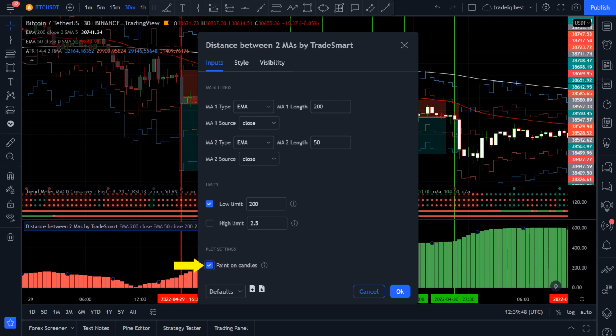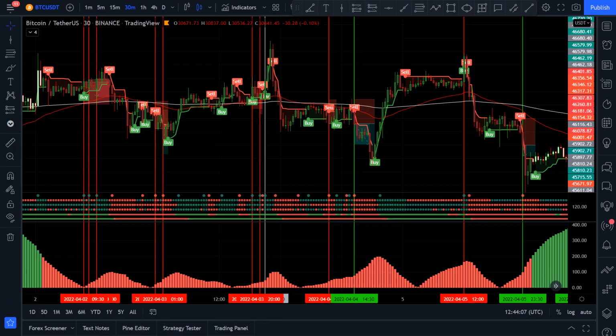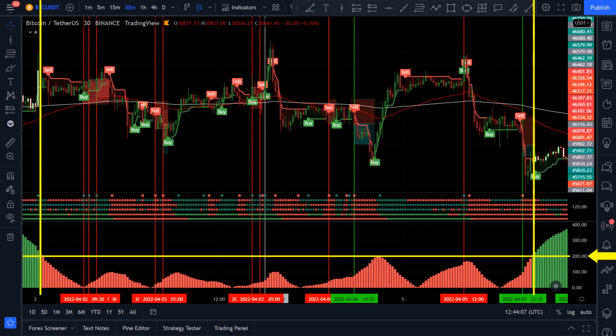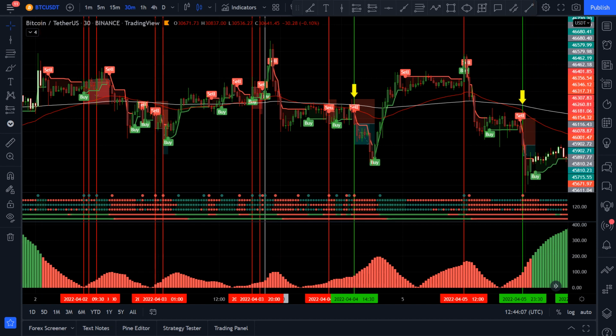Okay, so this filter is all set. Let's see some trades that would have been eliminated. Here you can see a longer ranging market period. As you can see, this comes with a lot of losing trades and the low distance between the two EMAs. The distance between the EMAs throughout this period is always less than the 200 low limit level. So we would have not entered into any of these trades. This means 9 losing trades and 2 winning trades are eliminated.